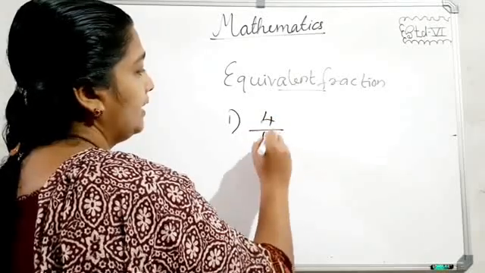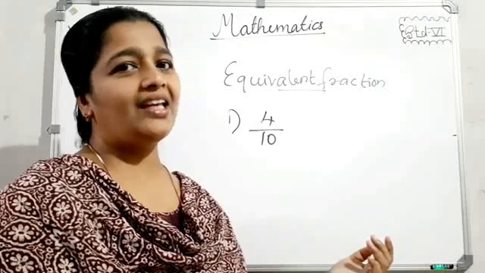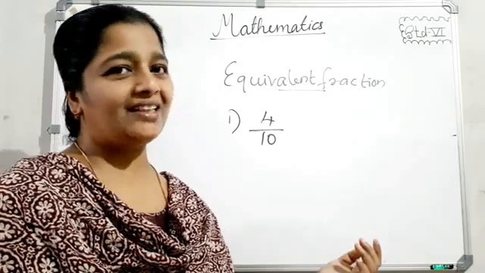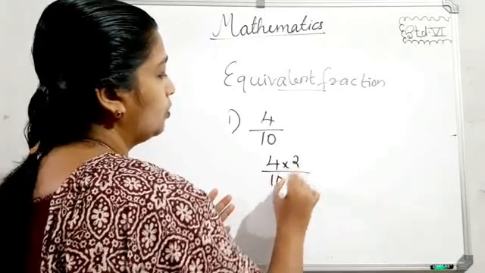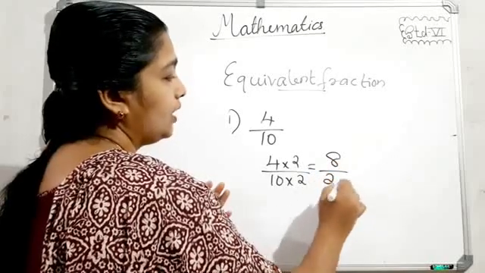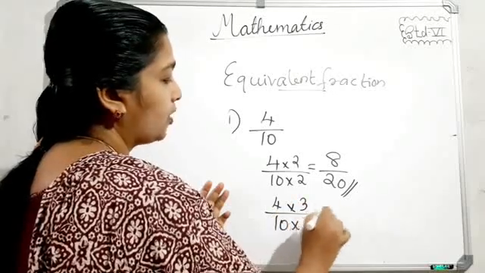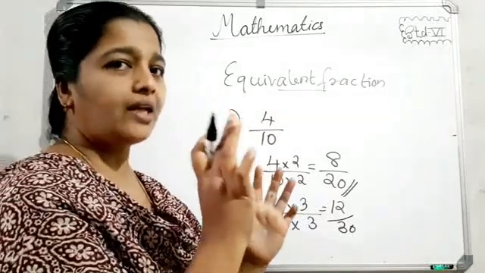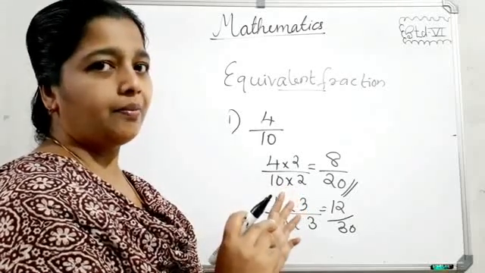Question number 1. Example: 4 by 10. You want to find the equivalent fractions. How can we find them? To find an equivalent fraction using any number, we multiply both the numerator and denominator by the same number. First, 4 by 10 into 2 by 2. That equals 4 twos are 8, by 10 into 2, which is 20. Next, 4 by 10 into 3 by 3. 4 threes are 12, by 30. You can take any number, but only one condition: you must multiply both numerator and denominator by the same number.